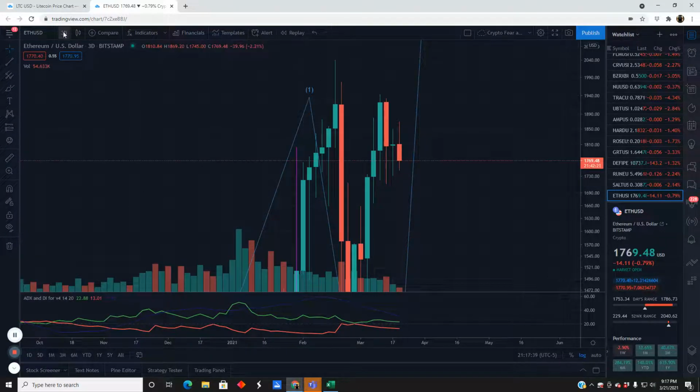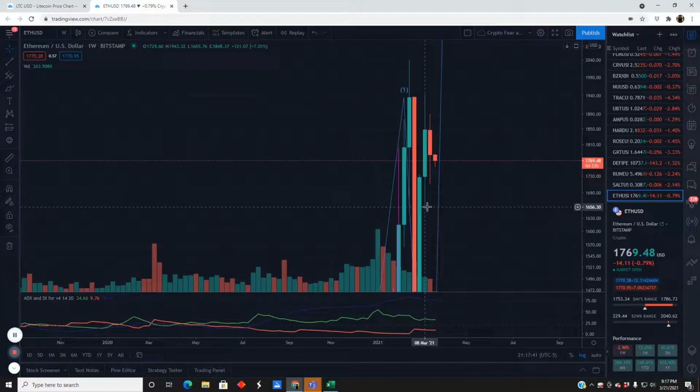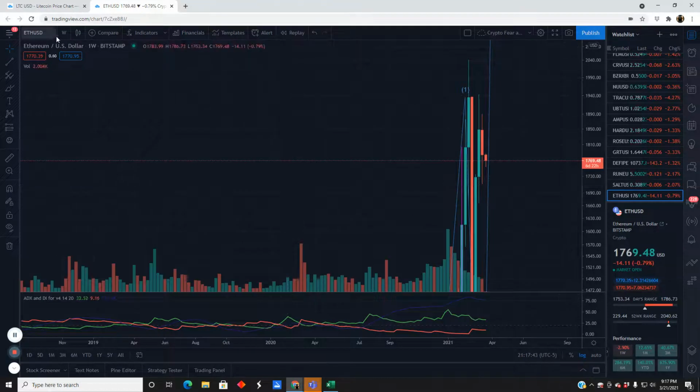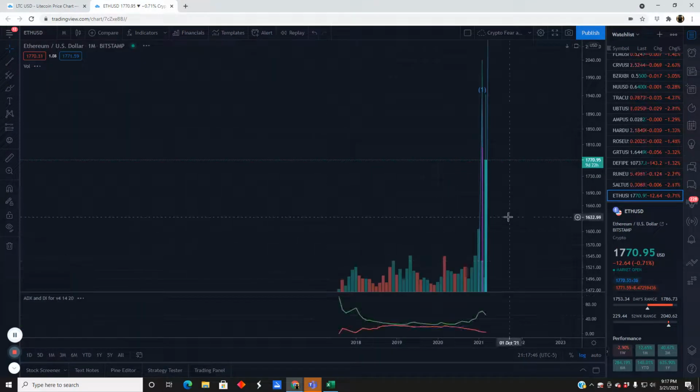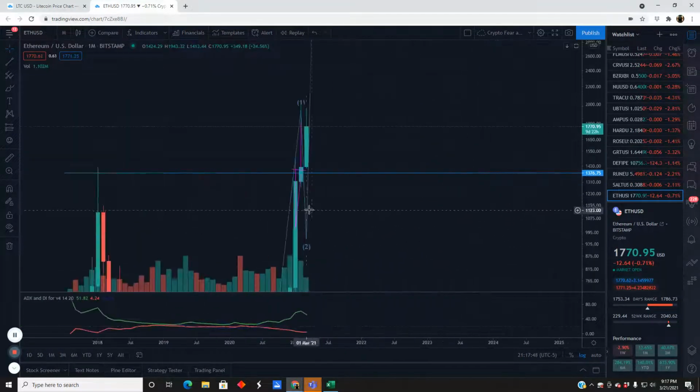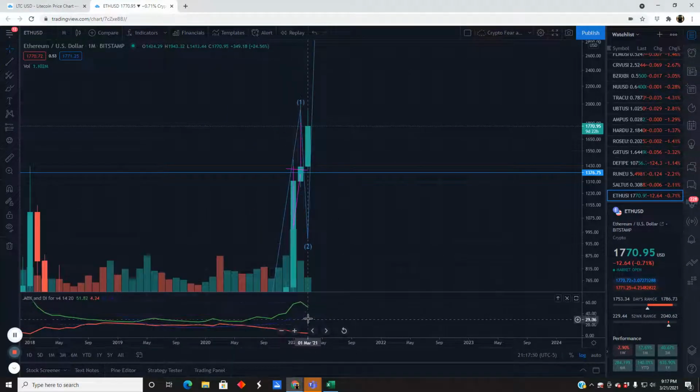This still looks good on the 3-day. 1 week still looks good, still strong momentum to the upside. Monthly's getting a curve down here, but momentum's picking up still.